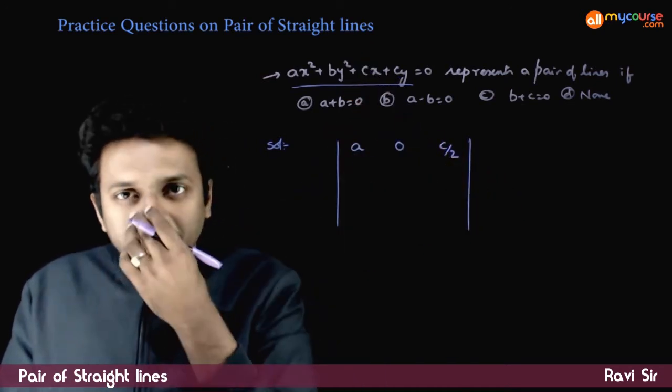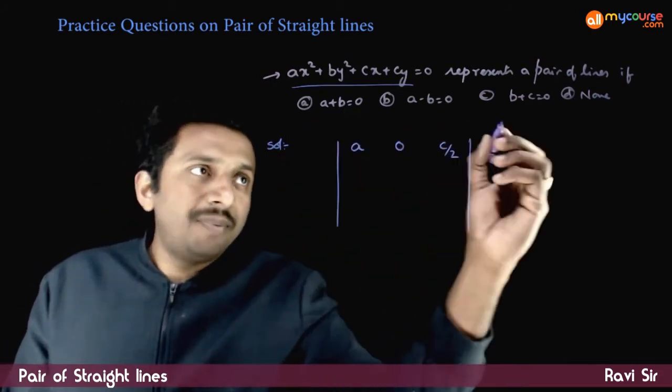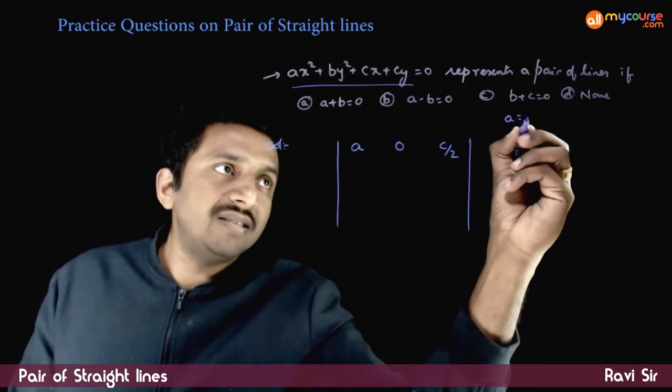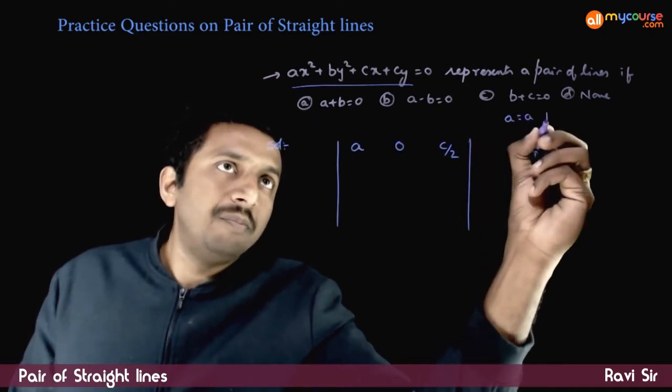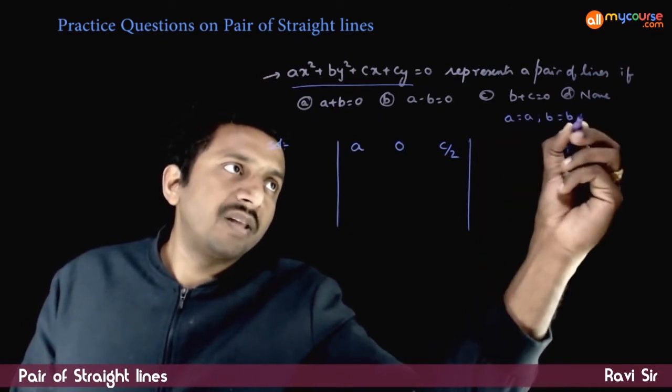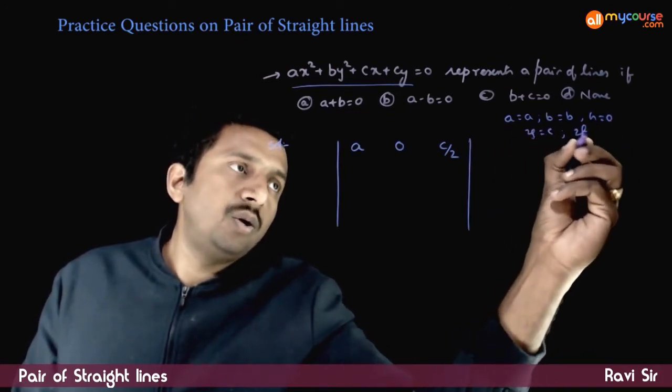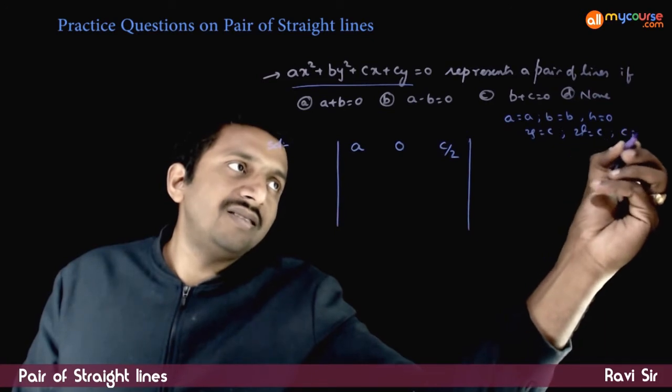If you compare these coefficients with the original equation, a is equal to a, b is equal to b, h is equal to 0, 2g is equal to c, 2f is equal to c, and c is equal to 0.